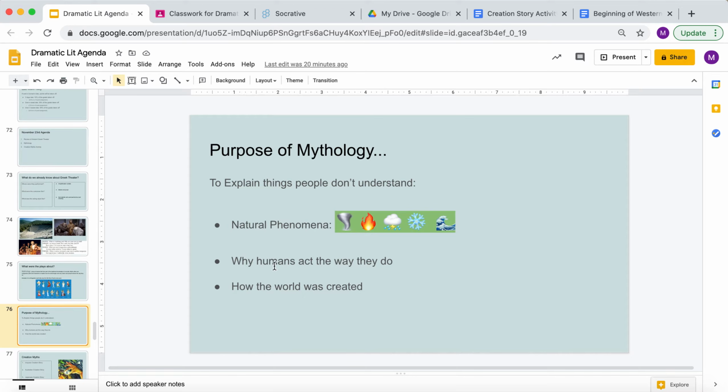They also explain why humans act the way they do. So, if a human does something bad and the people don't understand why they would do that, they would create a myth that would say, well, this is why people are evil. There are also a lot of stories about how the world was created, and almost every culture on the planet has a different creation story.